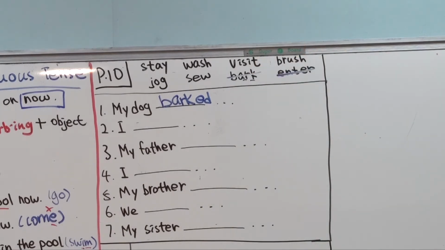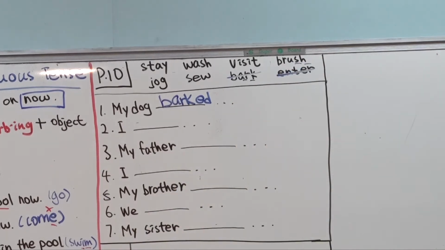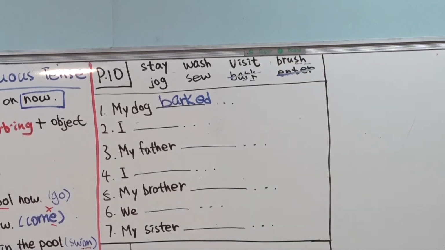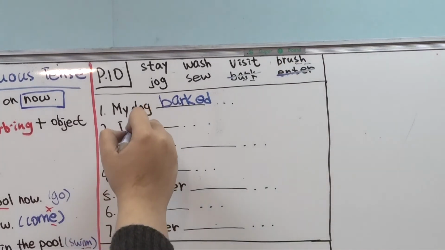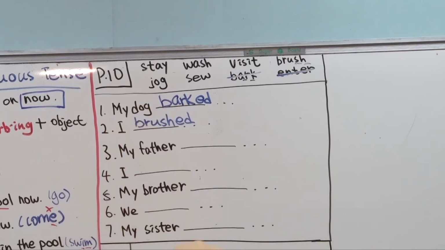Number 2. I what my teeth and went to bed. That should be brushed, right? Brushed. It ends with a consonant, right? So we just add ed. Okay? Number 3.